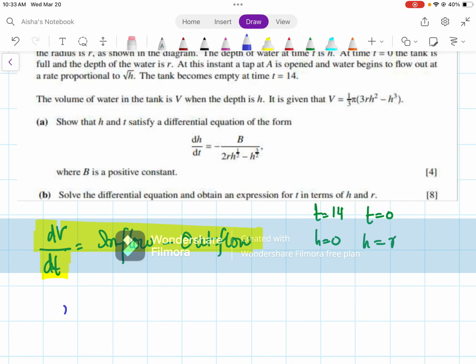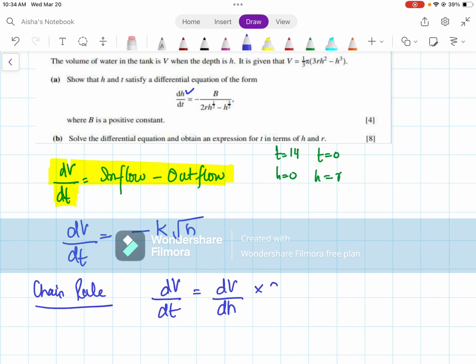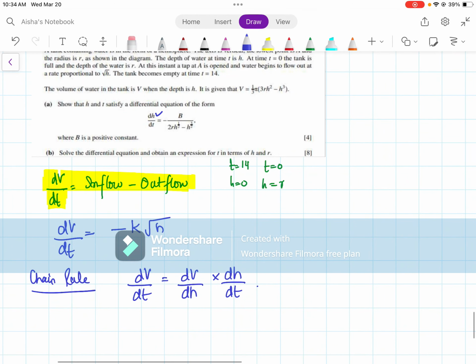Now, there is no inflow because the water is already inside the container. The outflow is proportional to root h. The volume of the water is given by this. Show that h and t satisfy the differential equation. Over here they want us to form an equation for h, but they've given us the volume relationship, so we'll be using the chain rule. What is the chain rule? The volume equation they have given us is 1 upon 3 pi (3rh squared minus h cubed).